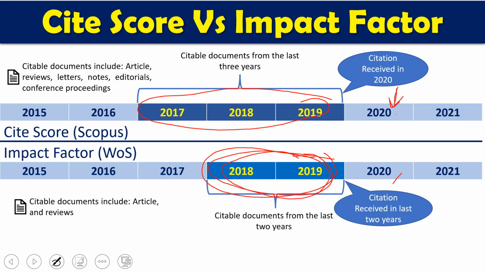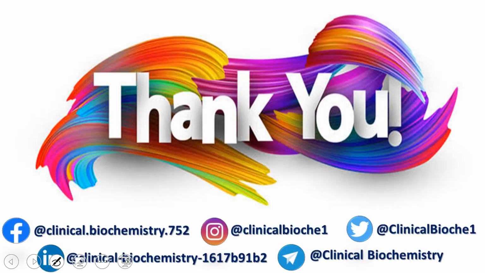There are a few differences between the two, but roughly they are almost similar types of parameters. One thing is that cite score is not the current data because it covers the previous 3 years of documents and their citations, whereas in the case of impact factor we just see the previous 2 years. So compared to cite score, impact factor is slightly more recent data. This is all the information about how we calculate cite score, how we calculate impact factor, and the basic differences between these two.